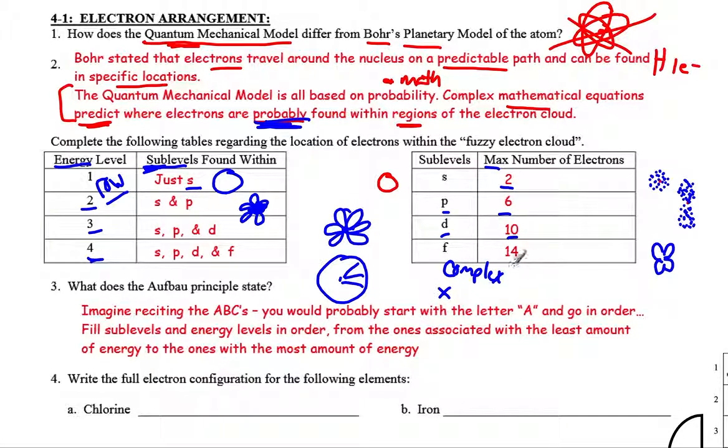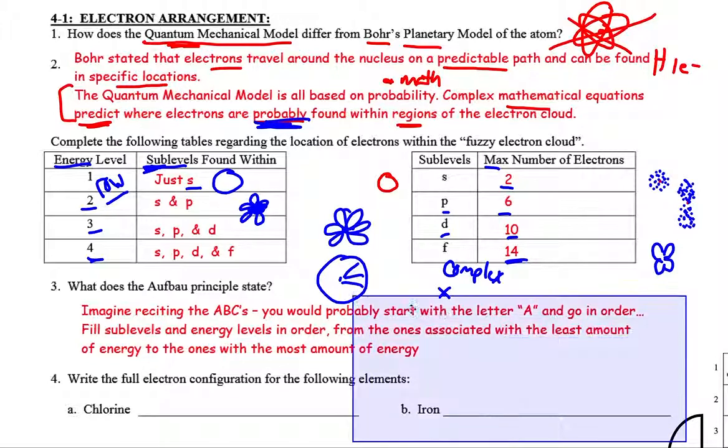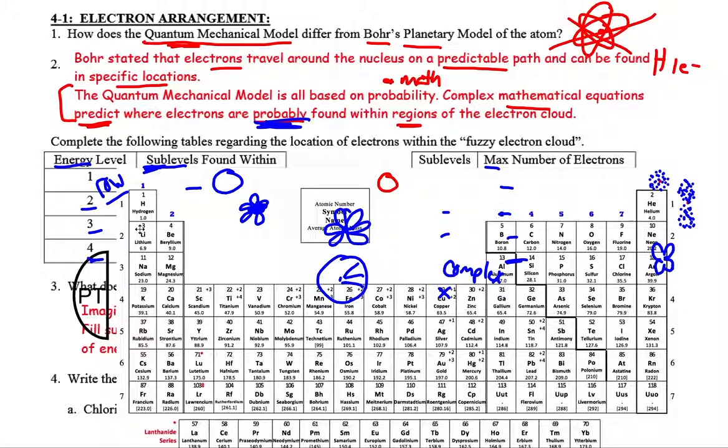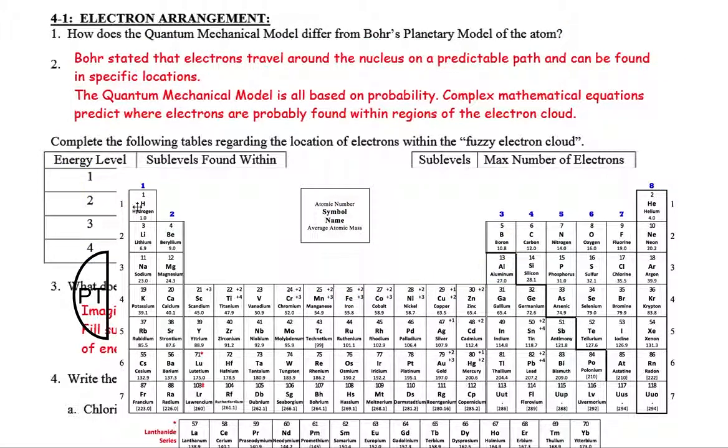And F can't hold any more than 14. And if you forget those numbers, just look on a periodic table. The S section is over here, S1, S2. Let me erase all this mess here. So here's S1, group 2 is S2.